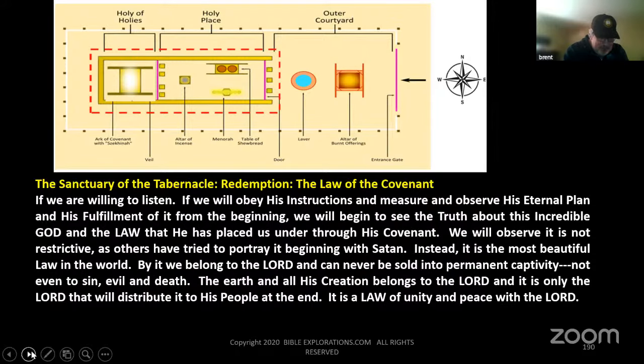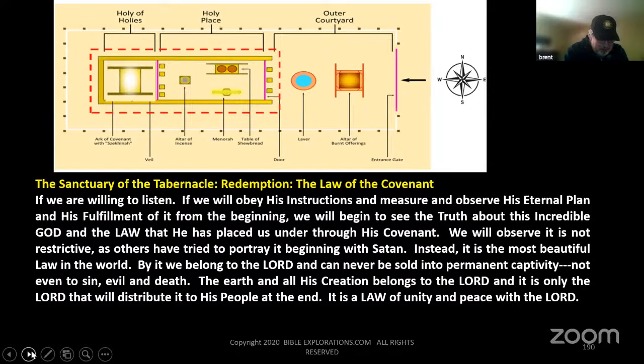If we are willing to listen, if we will obey His instructions and measure and observe His eternal plan and His fulfillment of it from the beginning, we will begin to see the truth about this incredible God and the law that He has placed us under through His covenant. We will observe it is not restrictive, as others have tried to portray in the beginning with Satan. Instead, it is the most beautiful law in the world.